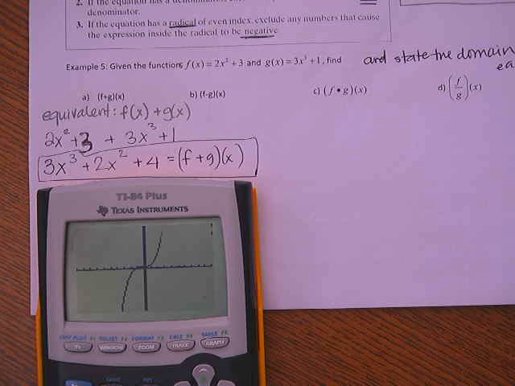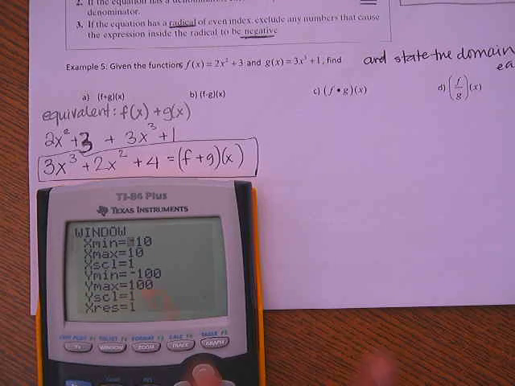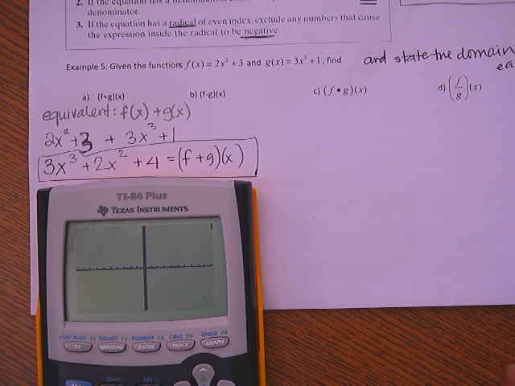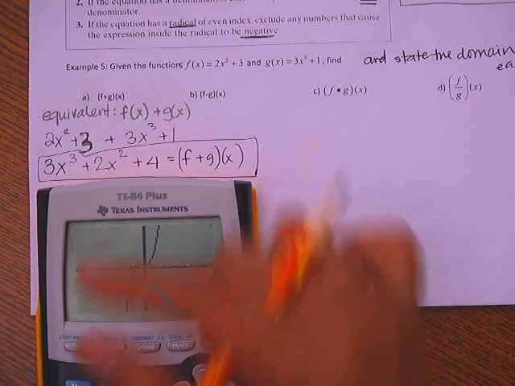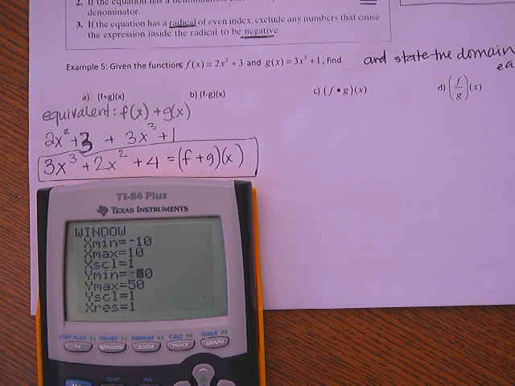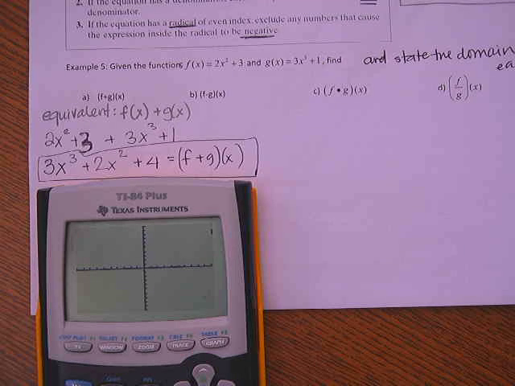Notice how I can see a little bit better. I'm going to shrink the window some more. Let's go negative 50 to positive 50. Looking better. Let's shrink it more, from negative 10 to positive 10. I want to give you a visual of what it looks like as I zoom in.